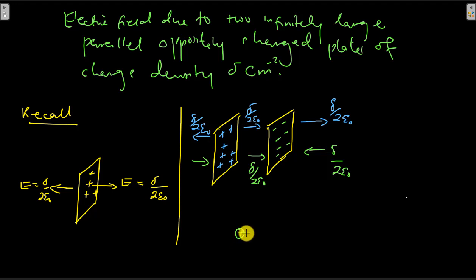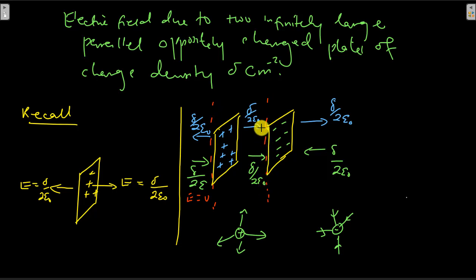Recall that electric field lines point from the positive charge and then to the negative charge. So that's why we have a configuration of this kind, sigma over 2 epsilon naught. Now let us find the resultant electric field intensity at this point. If you add this plus this, since they are in opposite directions, the electric field intensity here is going to be 0. The electric field intensity is going to be 0 in this region.